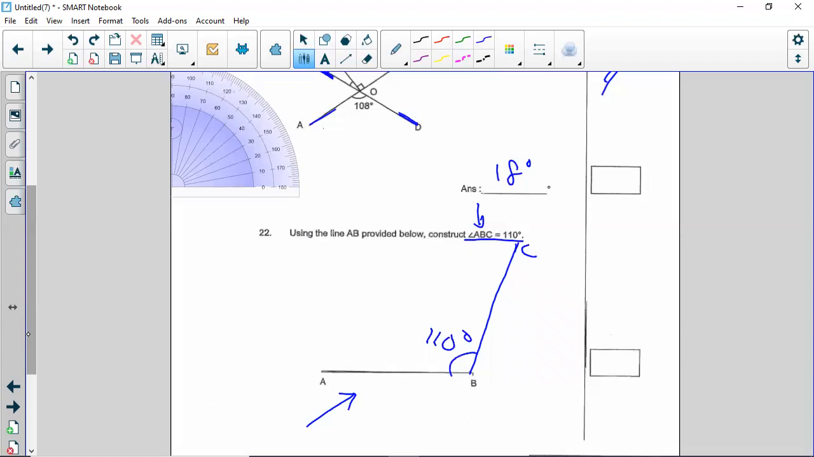Okay, this is a P4 question. It's not a P6. I mean, you will be tested on P4 lah. So this is not very hard.